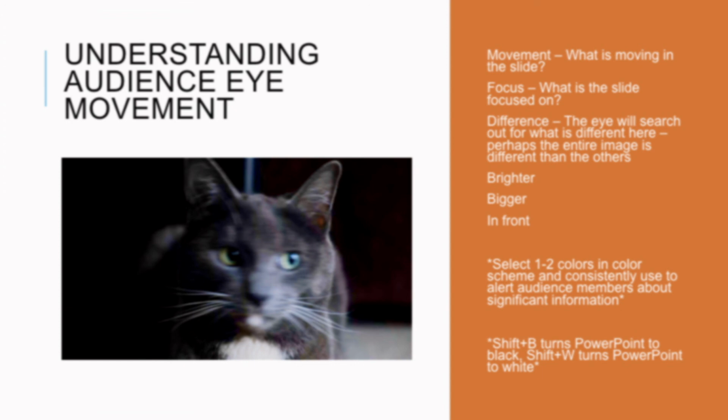Additionally, if you ever want the focus back on you, insofar as audience eye movement is concerned, Shift B turns PowerPoint to black, Shift W turns PowerPoint to white. You can always get it back. But there might be moments during your presentation that, insofar as contrast is concerned, you may want a blank screen so you become the most interesting thing that the audience is looking at.